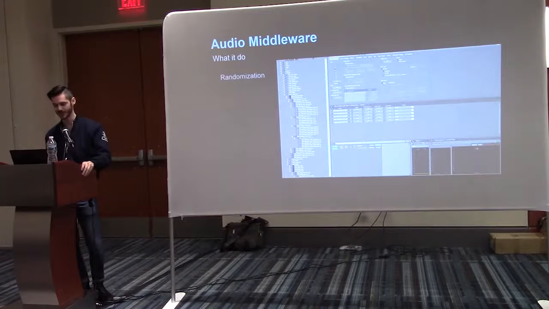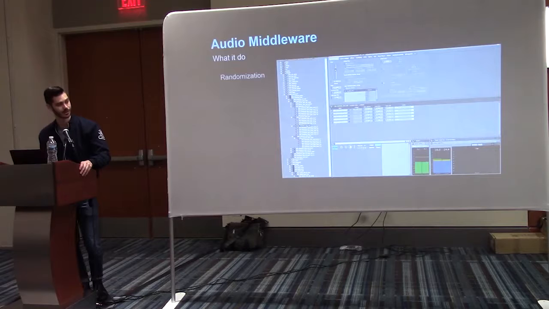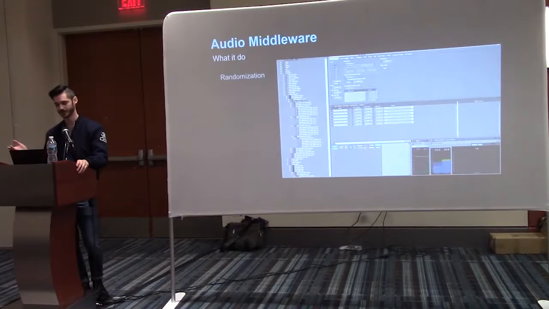One example is randomization. This goes along with creating variety. If you have 5 versions of the same sound, and the game needs to play a different sound each time it's triggered, you can do that in the audio middleware. Here's an example of that. It's going through variations of the same sound, but then you play it all together, to get that variety.